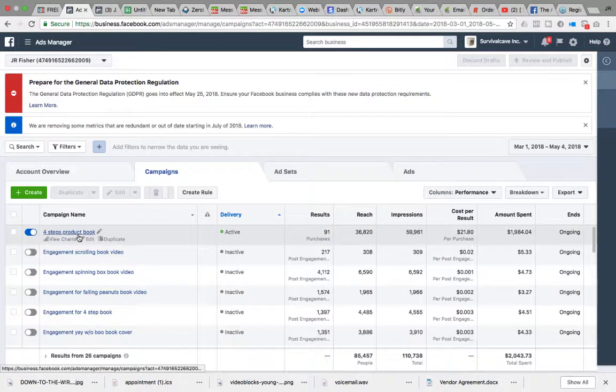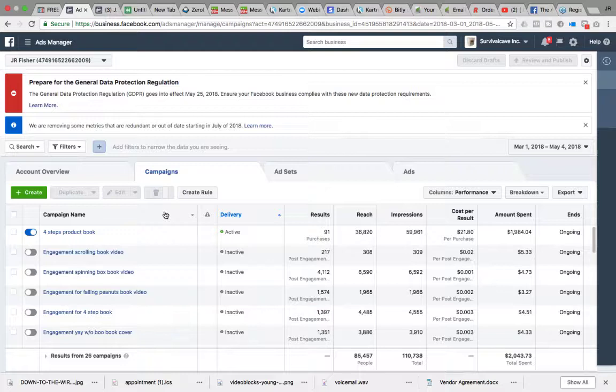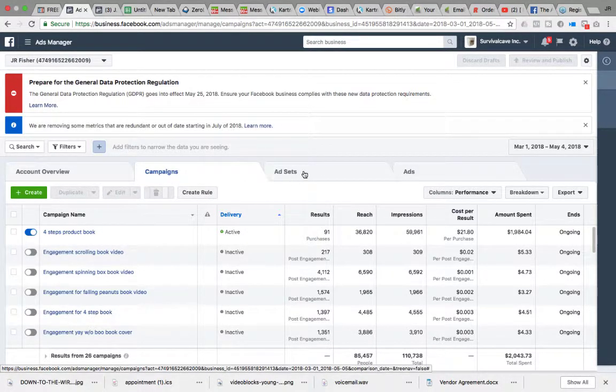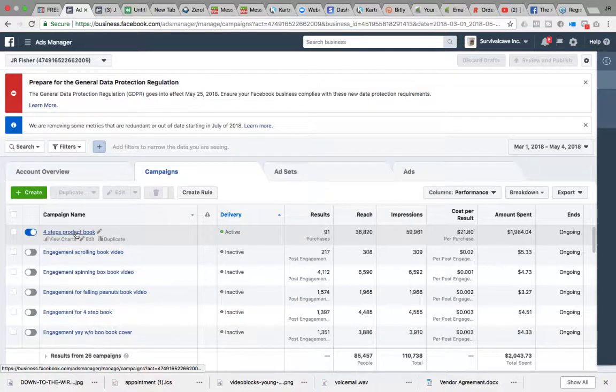This campaign here is the 4 Steps product book. Now, this is a book that teaches people how to find a product to sell online in just 4 steps. So this is the campaign itself, okay? So below the campaign, you've got the ad sets. This is where we're going to set our budget and our audience. And then below that, you have the ads. Those are the actual ads that are running, okay? So let's jump right in here and let's take a look.